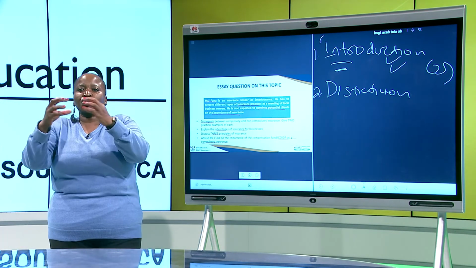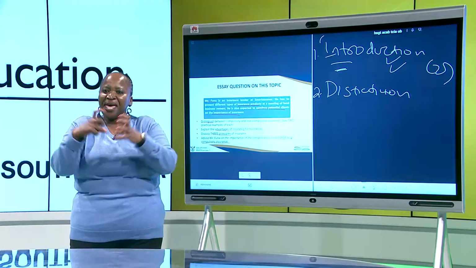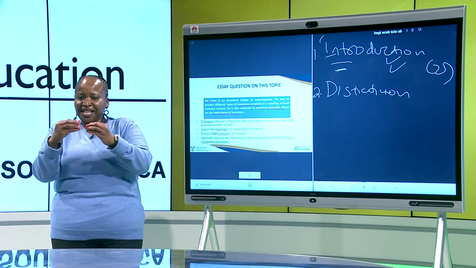Where are they supposed to link? Only when examiners use the verb tabulate or compare. Then the differences must be clear and they must link.